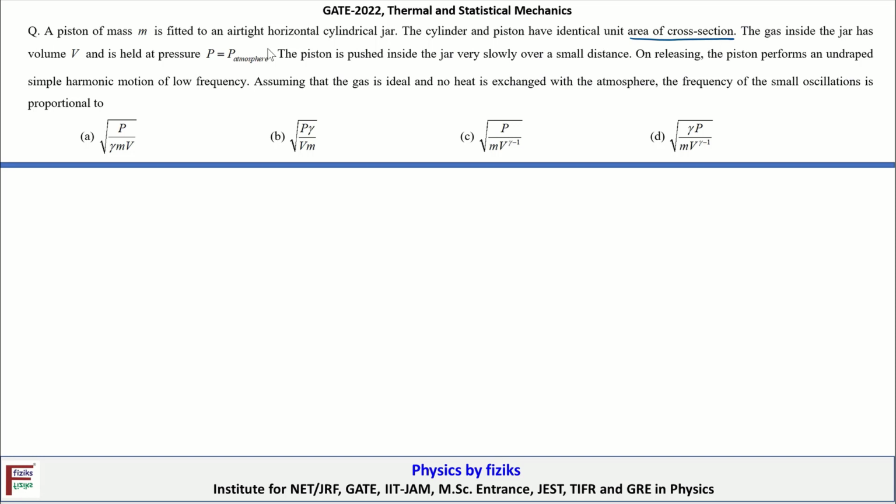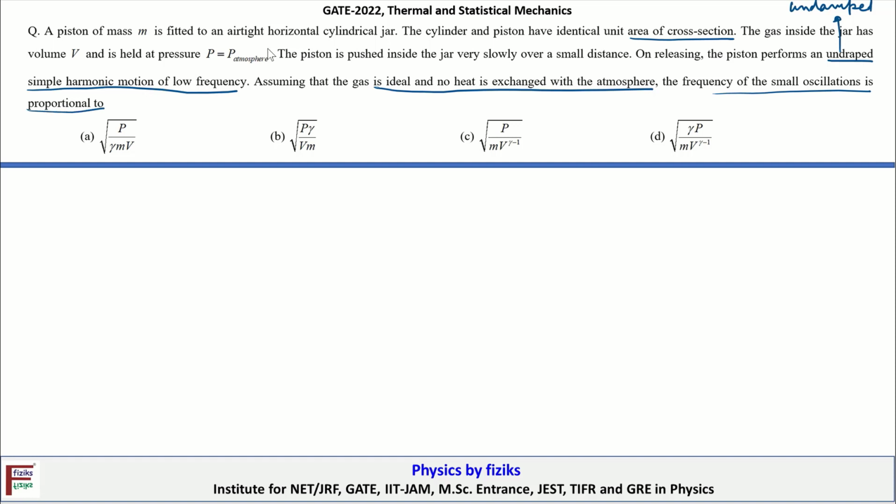The piston is pushed inside the jar very slowly over a small distance, and on releasing, the piston performs undamped simple harmonic motion of low frequency. Please note it is undamped. Assuming that the gas is ideal and no heat is exchanged with the atmosphere, the frequency of the small oscillation is proportional to what?